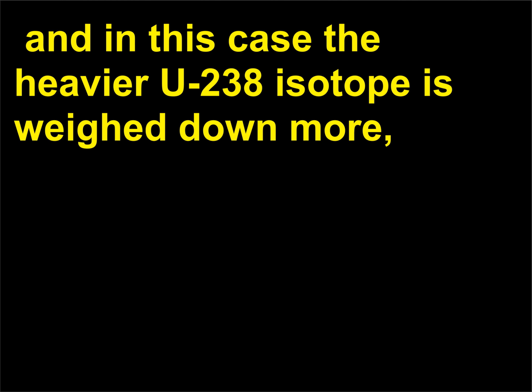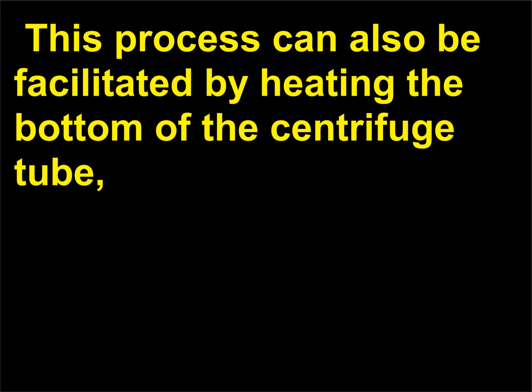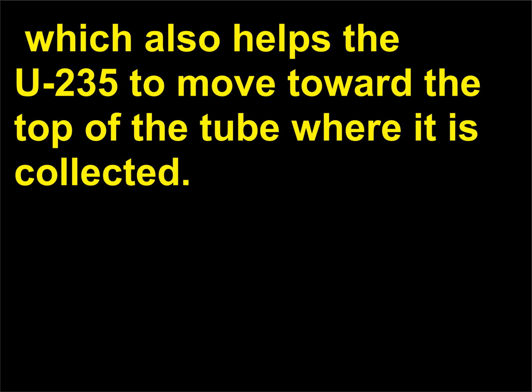In this case the heavier U-238 isotope is weighed down more, allowing a greater fraction of U-235 to be collected, in the gas phase, from the top of the centrifuge. This process can also be facilitated by heating the bottom of the centrifuge tube, which also helps the U-235 to move toward the top of the tube where it is collected.